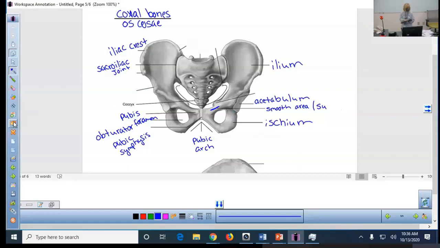Here, let me do this. Yeah. It is the superior ramus. I'm going to go ahead and put of the pubic bone because pubis, the way you can remember, pubis is the one that makes the point at the front.